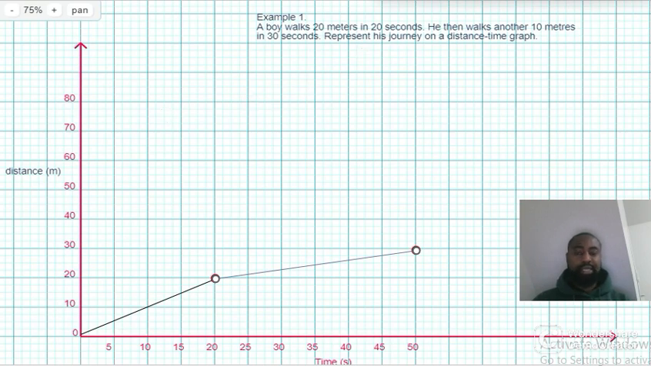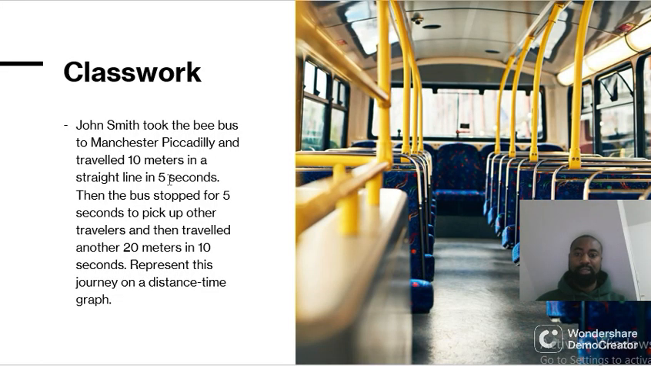Now this is an example for you to do. John Smith took the bus to Manchester Piccadilly and travelled 10 meters in a straight line in 5 seconds. Then the bus stopped for 5 seconds to pick up another traveller and then travelled another 20 meters in 10 seconds. Represent this journey on a distance time graph.